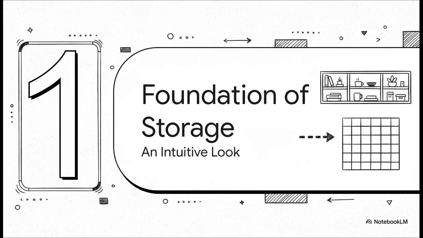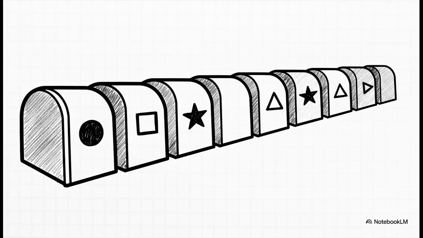Now, to really get a gut feeling for how arrays work, we're not going to start by looking at a bunch of complicated code. Nope. Instead, we're going to use a simple, real-world picture to build our intuition first. Okay, I want you to picture this. A long street with a perfect row of mailboxes. They're all the exact same size, they're sitting right next to each other in an unbroken line, and every single one has its own unique number painted on the side. Got that image? Good. That simple idea is the absolute key to understanding arrays.